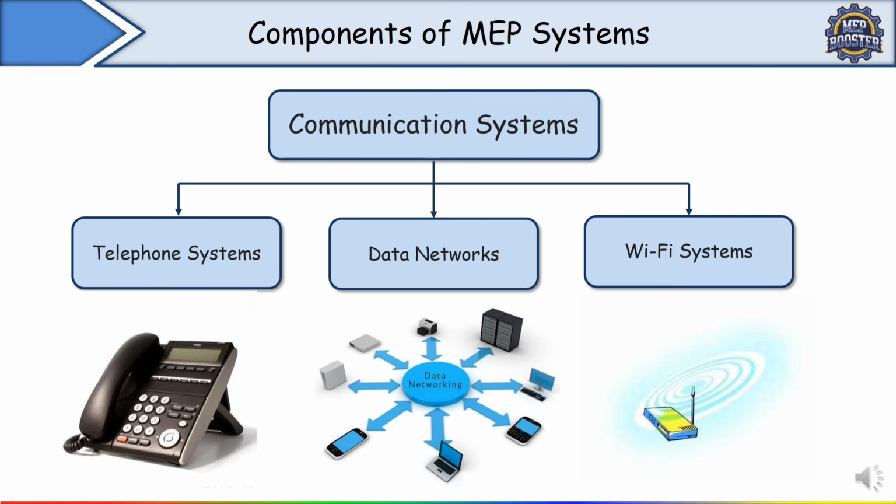So remember here, an effective communication system is essential for smooth operation, collaboration among occupants and ensuring timely response to emergencies within the building environment. So these are the components of the electrical system which we have discussed here.